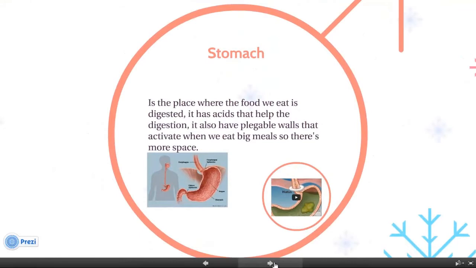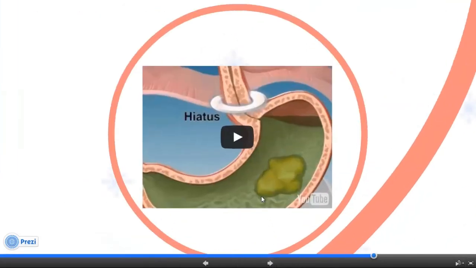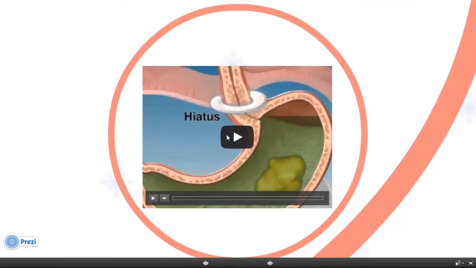Stomach. The stomach is the place where the food we eat is digested. It has acids that help the digestion. It also has permeable walls that are active when we eat big meals, so there's more space. We are going to see a movie about it.